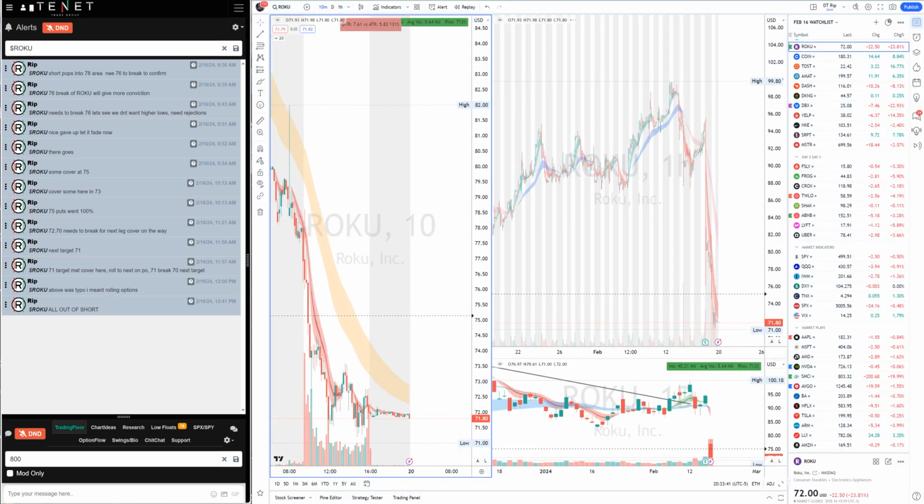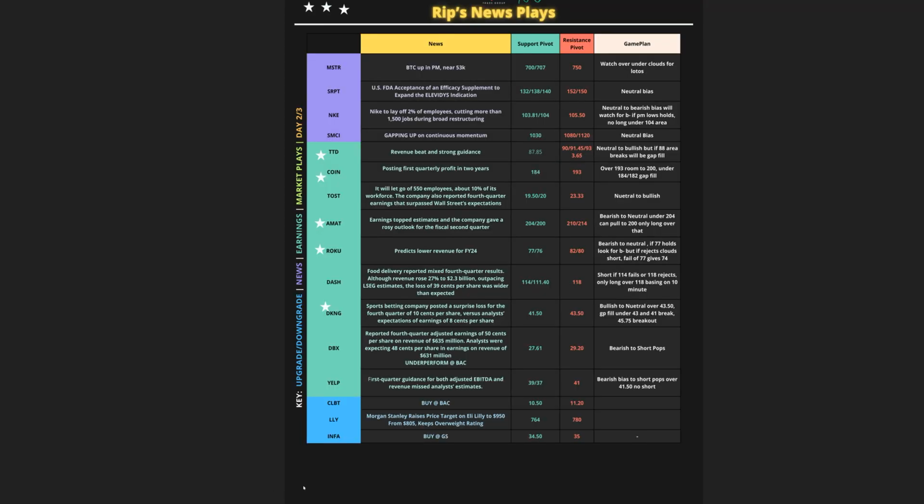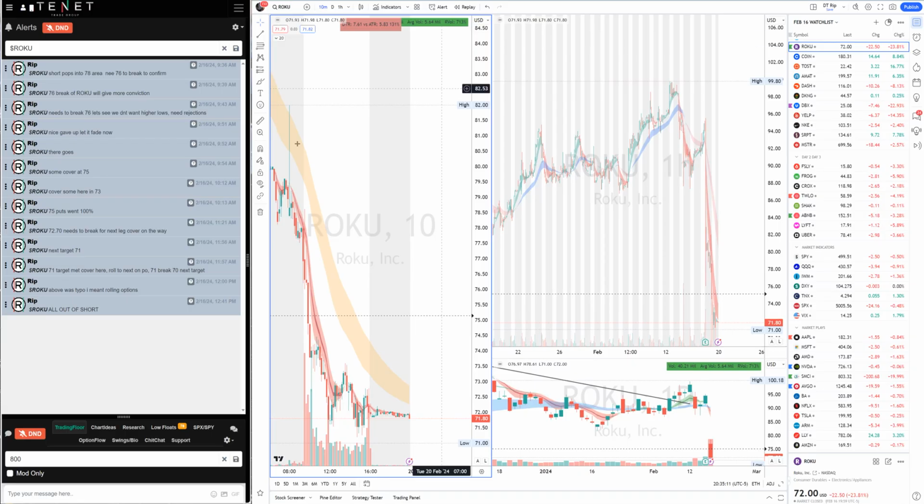So what was the plan on Roku? Let's go back and look at our plan. The plan on Roku was bearish to neutral. If 77 holds, we look for a B minus bounce. If it rejects, the fail of 77 gives us 74. So the planning was all done in the pre-market, that's what we're going to do. So that was the plan on Roku, guys.